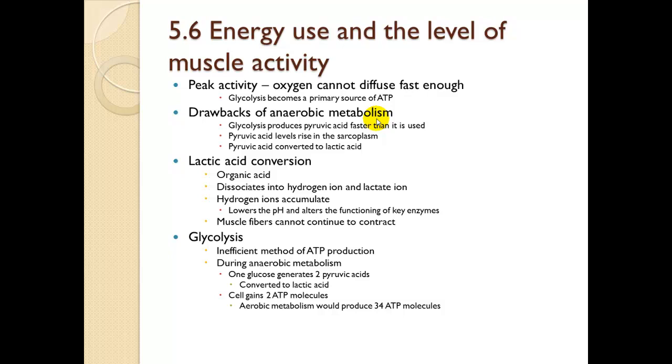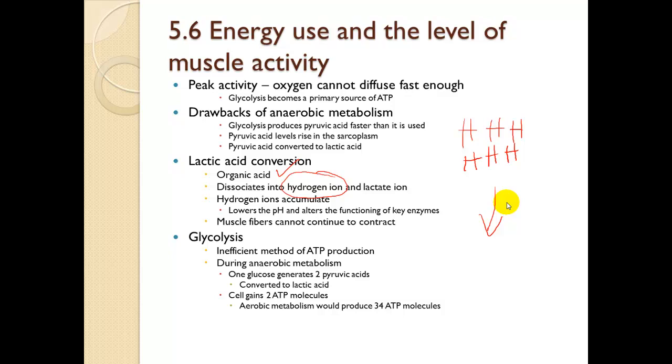Lactic acid conversion: this is an organic acid, and what we essentially get is it dissociates into a hydrogen ion and a lactate ion, and this is the guy that's going to give us problems right here. Hydrogen ions accumulate. Now pH is hydrogen ion concentration in the blood. So the more hydrogen ion that we have, the lower the pH goes and the more acidic we become. Muscle fibers cannot continue to contract whenever there are high levels of hydrogen and lactic ion, or lactic acid.